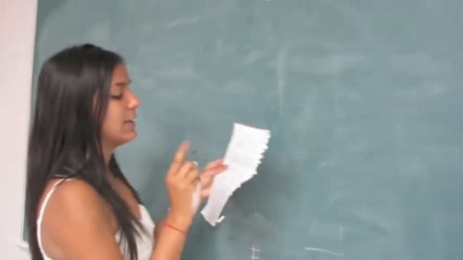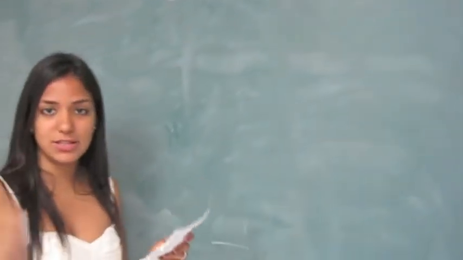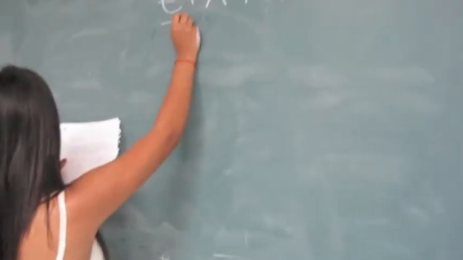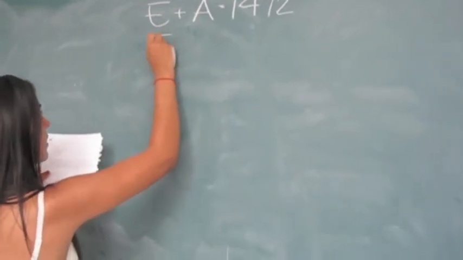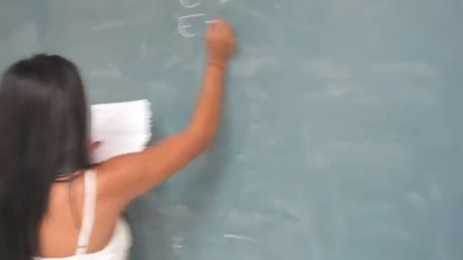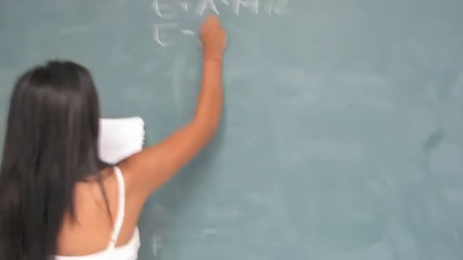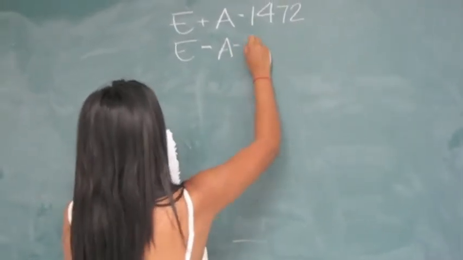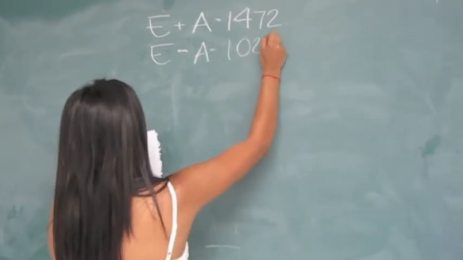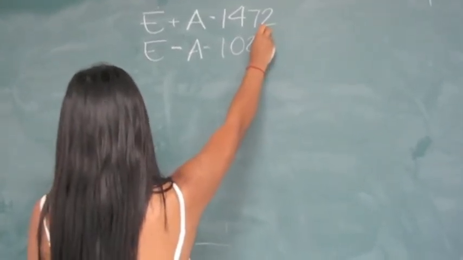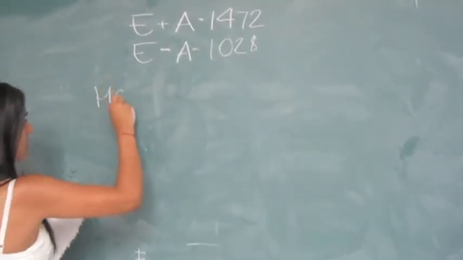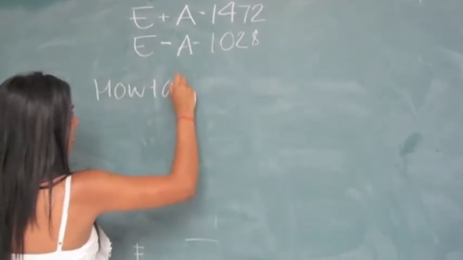Now, the difference in height, so when they say difference, you automatically know that it is a subtraction. So the difference in height between the building and the antenna is 1,028. How tall is the building? I don't know.